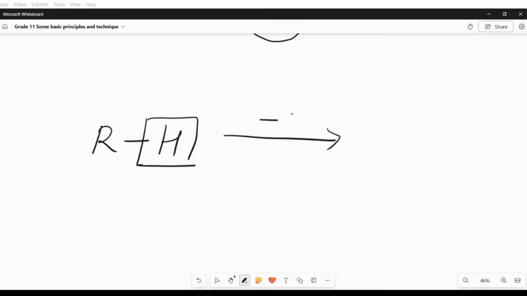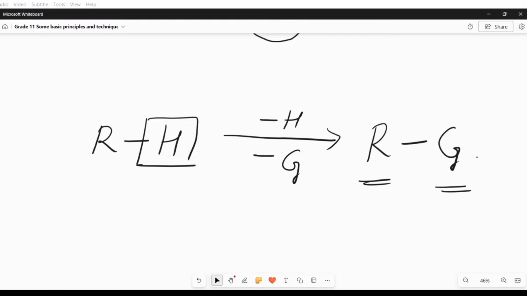Now, if I replace one or more hydrogens from the given hydrocarbon, I remove one hydrogen, introduce a group or an atom, then I get a new molecule called as RG. So every molecule consists of two parts. One is R and the other one is G.